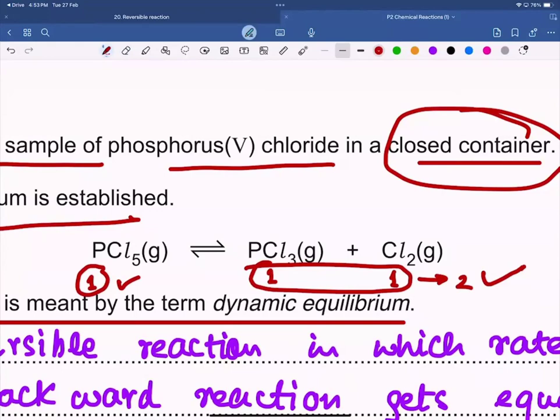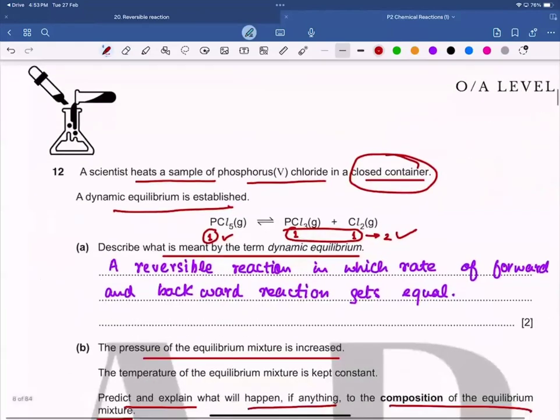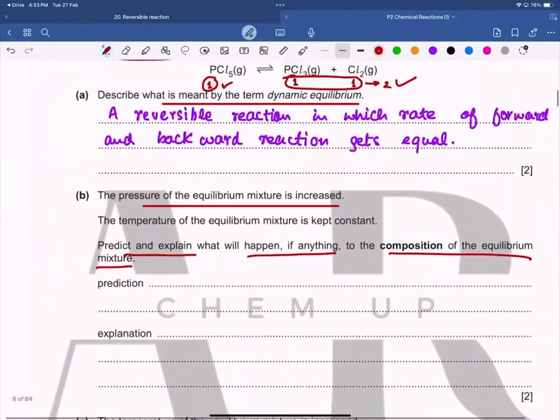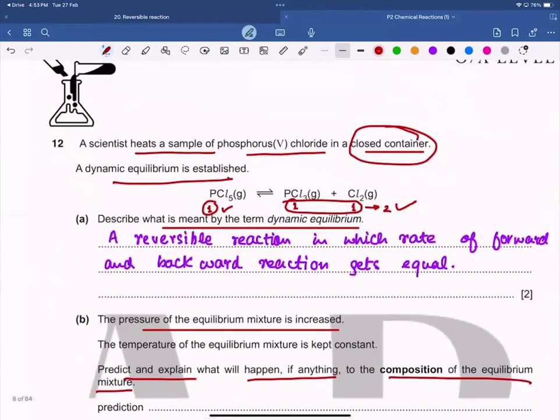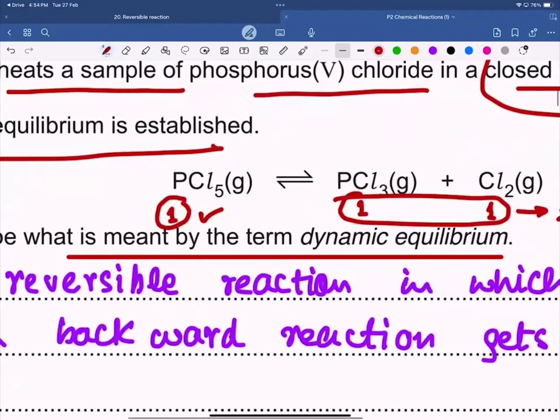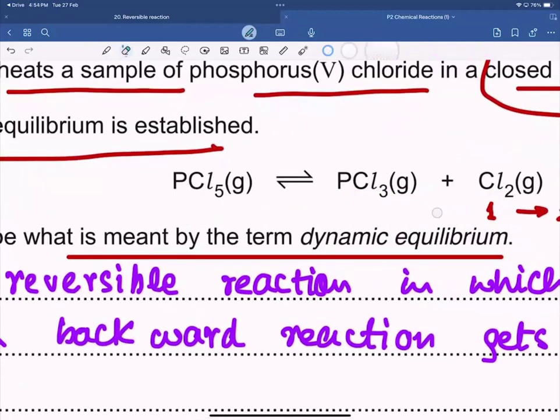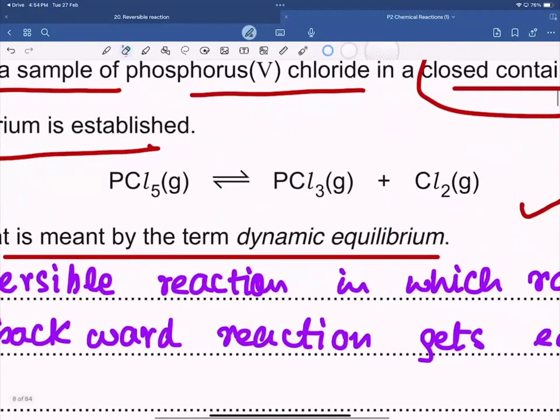Is this understandable? Sir, how did you know that there is 1 mole of PCl5? Is there any coefficient written before these reactants and products? No, sir. It means that there is 1 mole of this, 1 mole of this, and 1 mole of this.